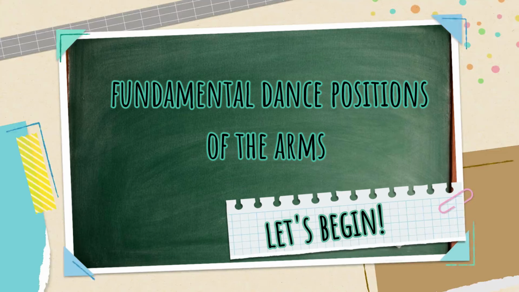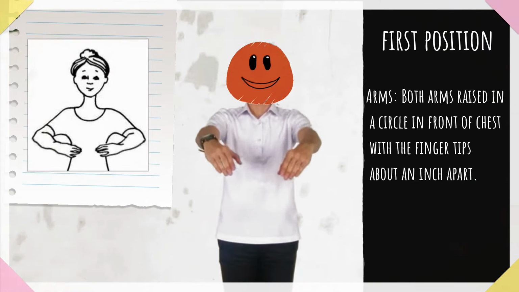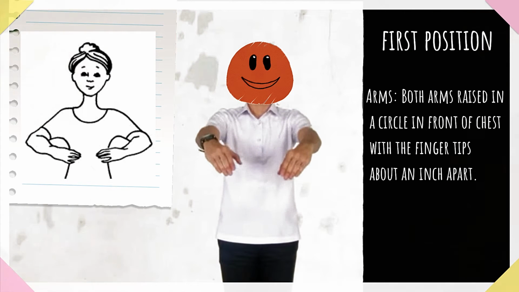Fundamental dance positions of the arms. Let's begin. First position. Both arms raised in a circle in front of chest with the fingertips about an inch apart.